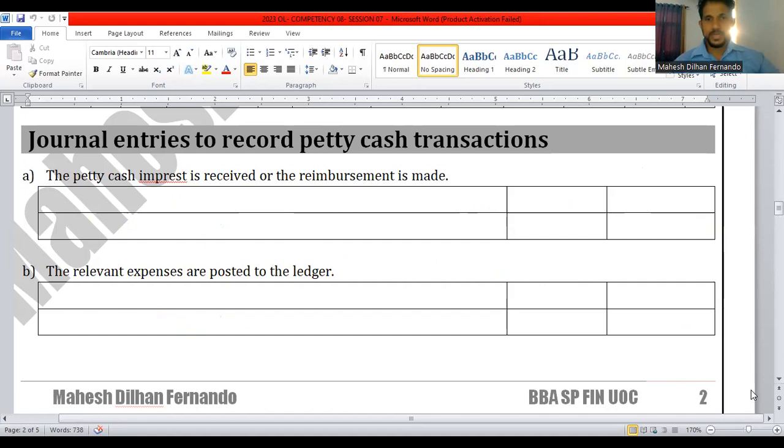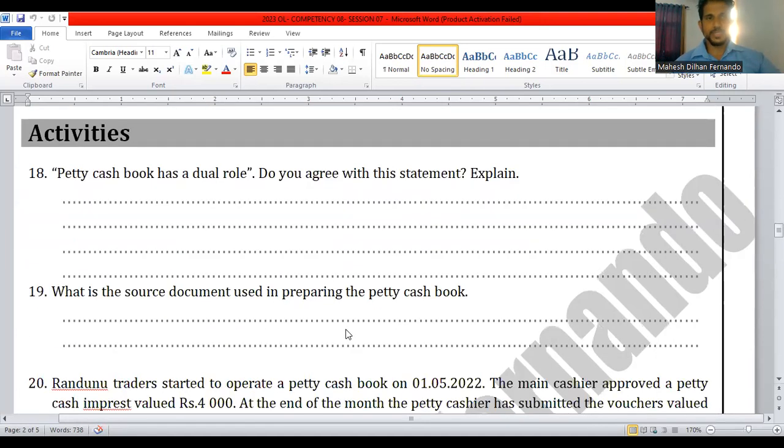Right. I'm taking you to the activities. Petty cash book has a dual role. Do you agree with this statement? Explain.